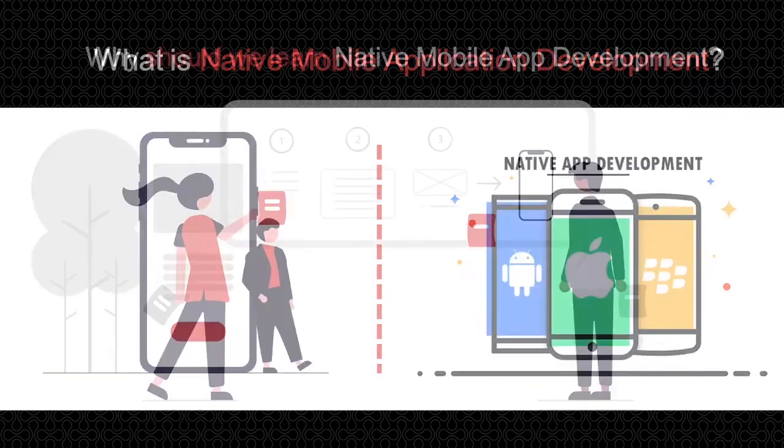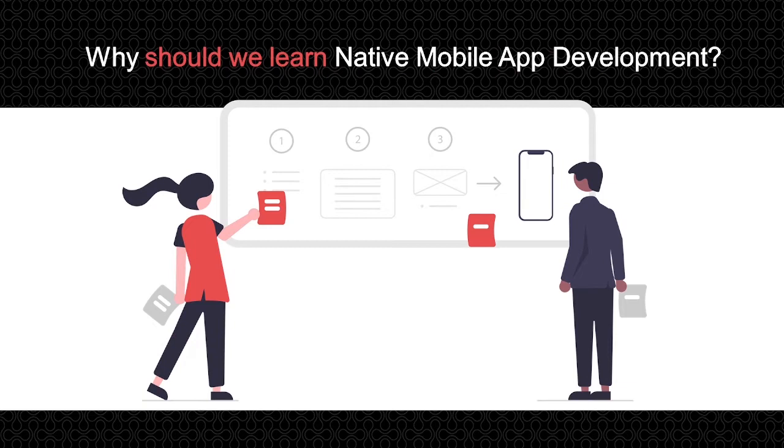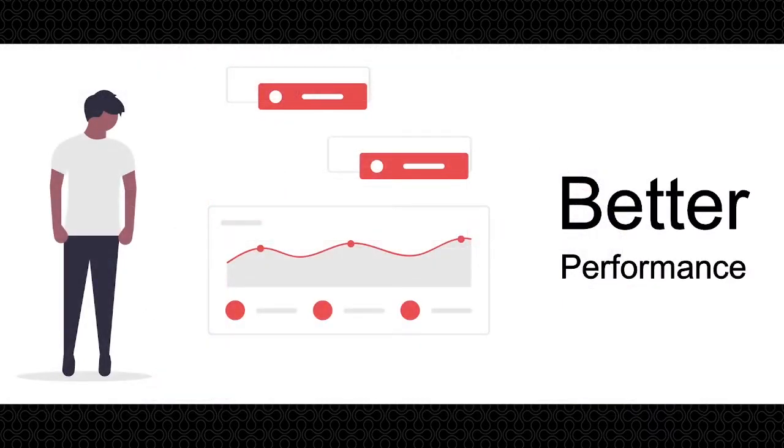Next up, let's see about the need for learning native mobile application development. Why should you learn it? There are many benefits offered by native app development compared to hybrid or web application development. First and foremost is better performance. Native mobile apps directly interact with the native APIs without depending on middleware such as plugins and web views. As there are fewer dependencies, native mobile apps are faster and more responsive than hybrid mobile applications.